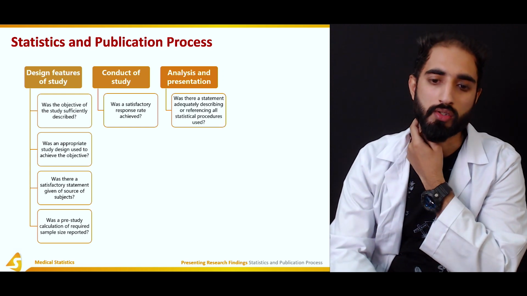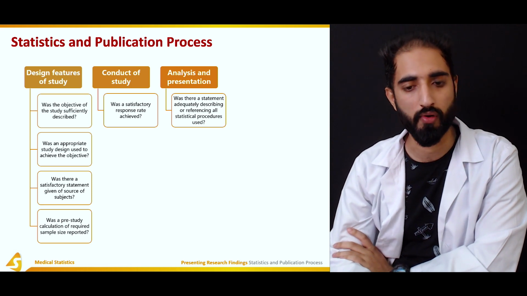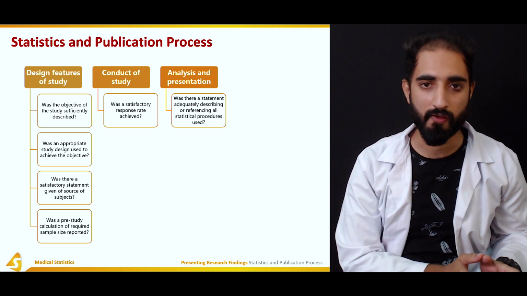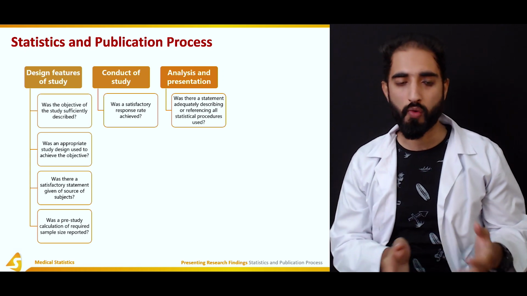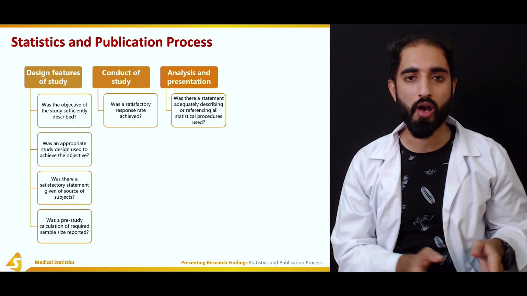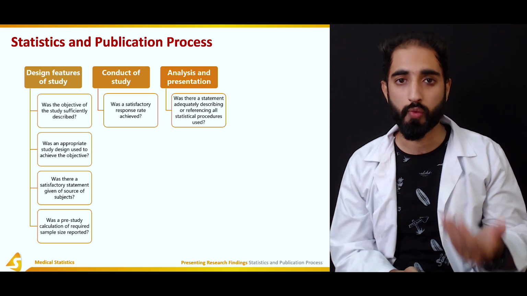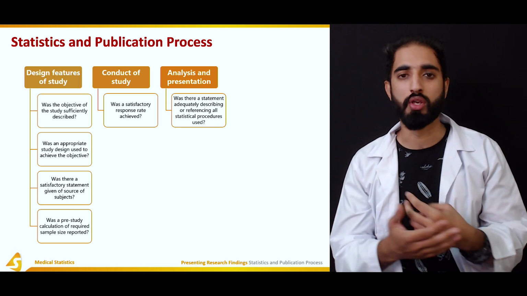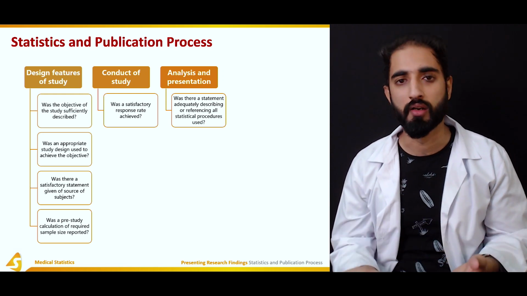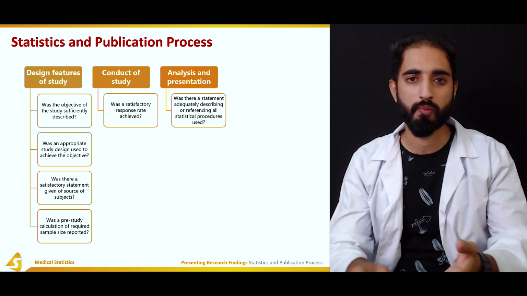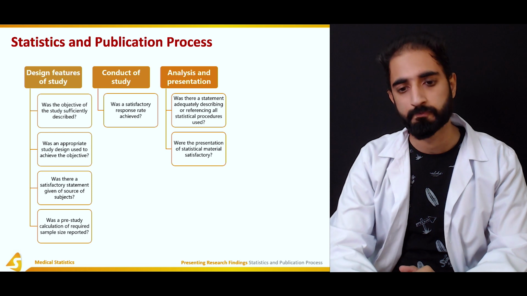Analysis and presentation. Was there a statement adequately describing or referencing all statistical procedures used? For example, which tests have been used, and were those tests appropriate for that analysis? How was normality checked? How were the groups compared, how was the association established, and what were the tests used for it? Tests like Kolmogorov-Smirnov, Shapiro-Wilk, independent t-test, Mann-Whitney U test. These are all the statistical tests and procedures that we use for analysis of our data.